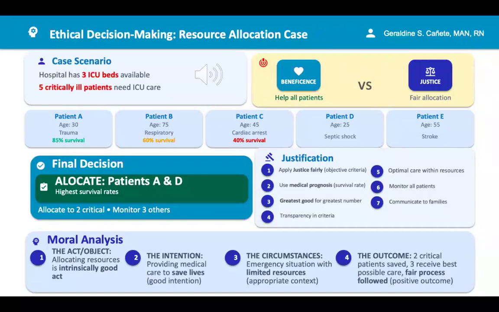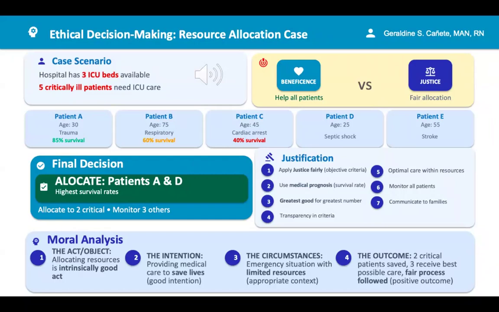For the circumstances, limited ICU beds, which is 3, and with the multiple critically ill patients that are 5 with varying prognosis, this context is one of, again, scarcity and urgency. For the outcome, 2 patients receive life-saving care, okay, which is the patients A and D.